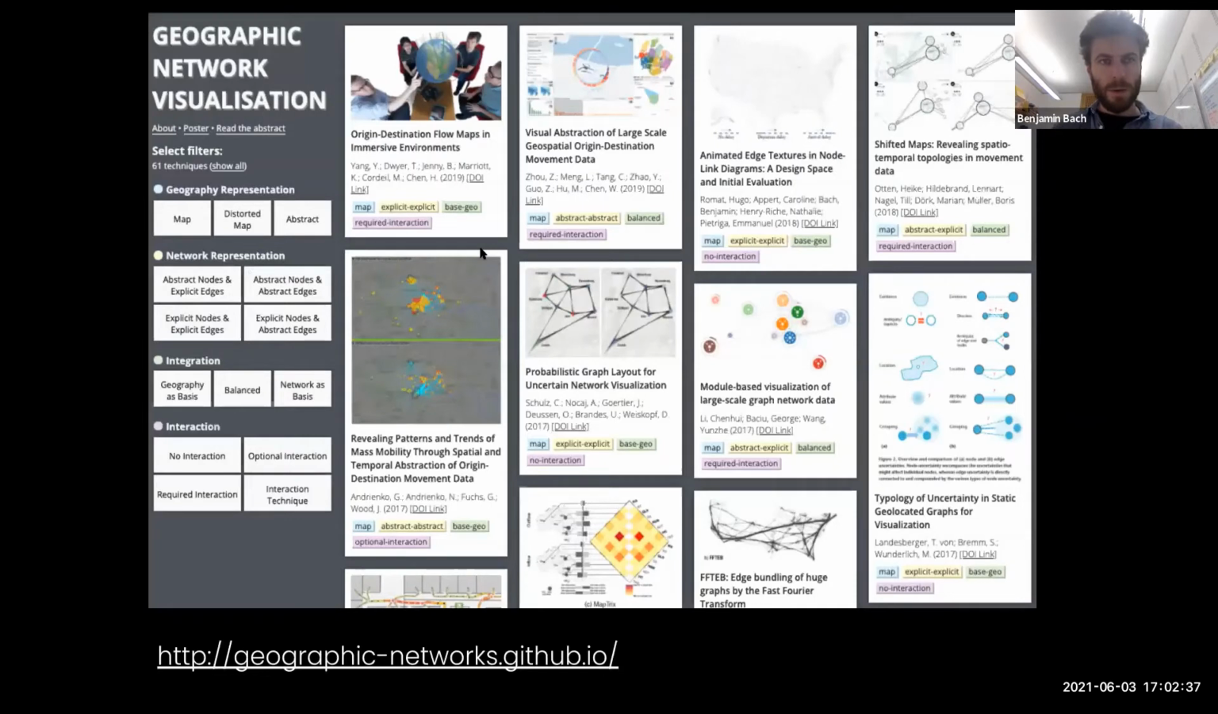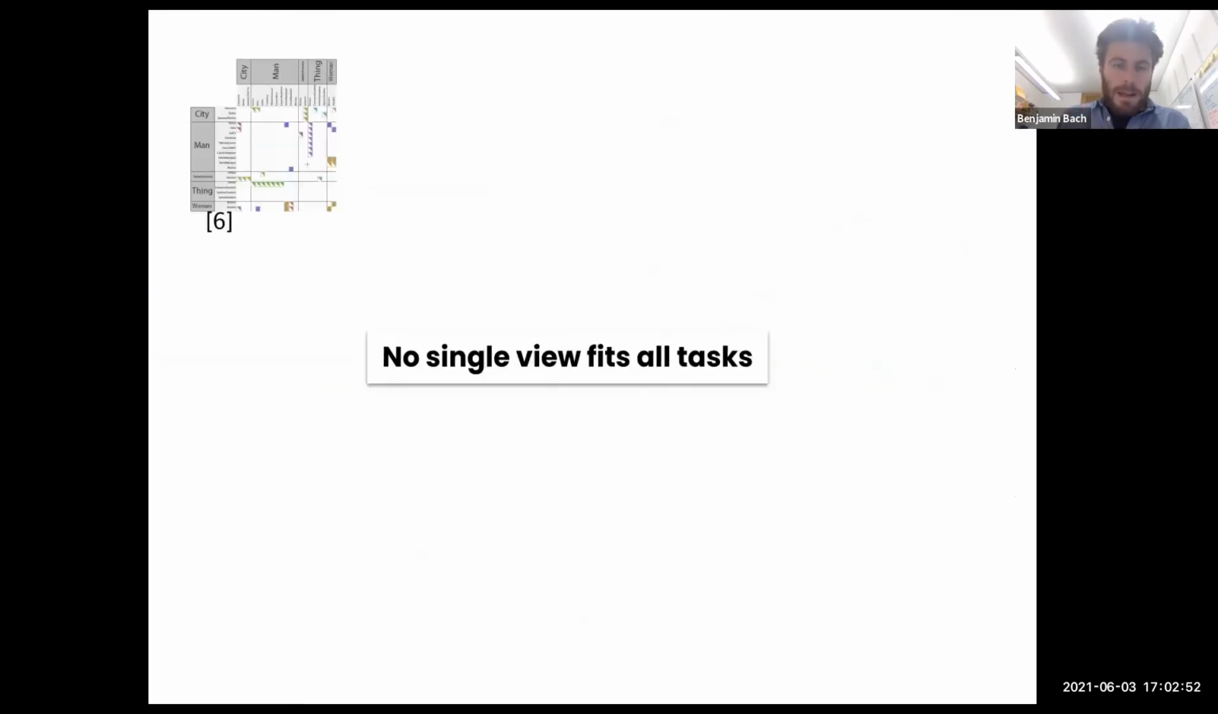If you want to know more about this, we're having a survey now online where you can browse all these techniques that exist, about 60, 70, 80 techniques on geographic networks. Okay, let's wrap up here a little bit on this high-level overview.